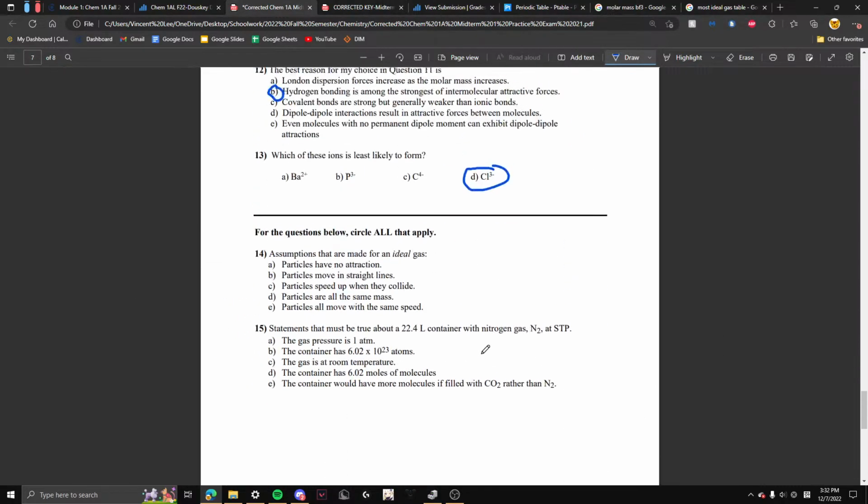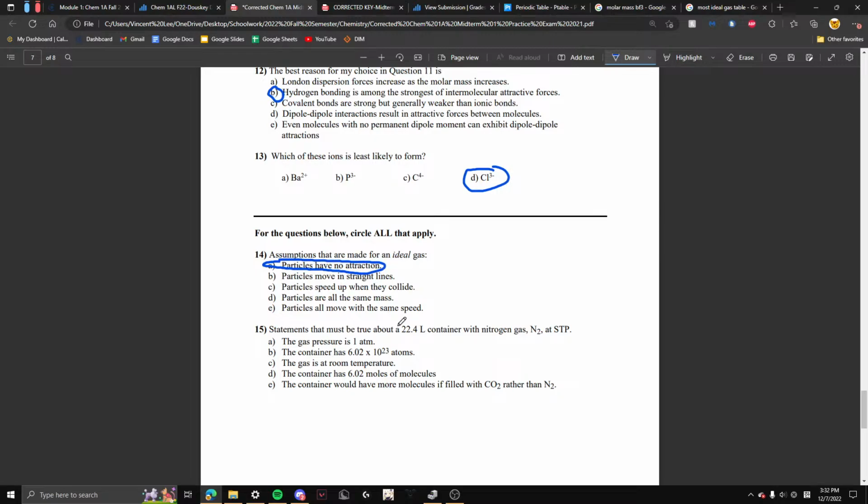Yeah. Okay, for the questions below, circle all that apply. Assumptions that are made for an ideal gas. I think it's this one. Because we're assuming the collisions are elastic and they're also non-bonding. Yeah, so it's like both of these two mixed together. I'm not sure. Yeah, it's definitely not D. It's definitely not E either.